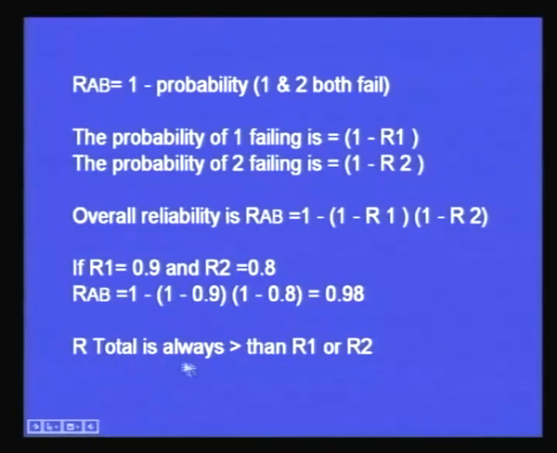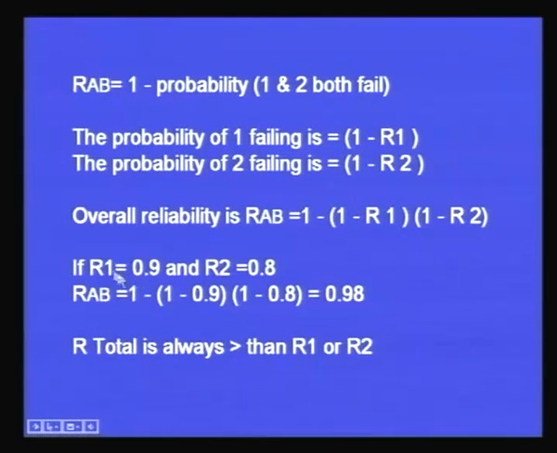So R total is always greater than R1 or R2. In the previous case in series, we have seen that the overall reliability of the system is less than the individual reliability of the components, and in a parallel system we have seen that the total reliability of the system is more than the individual reliability. You can see component 1 had reliability 0.9, component 2 reliability 0.8, but the total reliability of the system is 0.98.